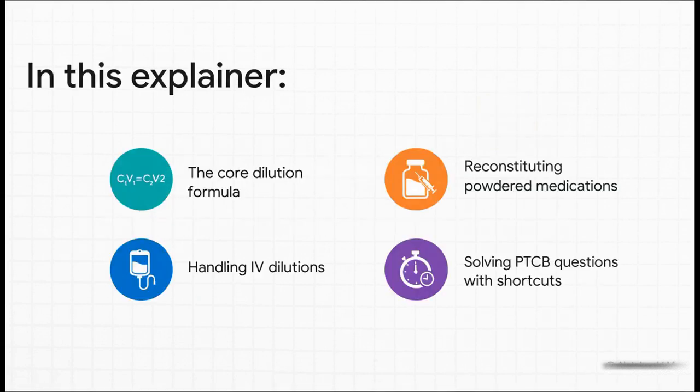We're diving deep into dilution calculations, which are without a doubt one of the biggest topics in the math section. We'll cover the core formula, C₁V₁ equals C₂V₂. We'll talk about how to handle reconstituting powders. We'll even get into IV dilutions. By the time we're done here, you are going to know exactly how to fly through these PTCB questions. So stick around because mastering this is a huge confidence booster for exam day.